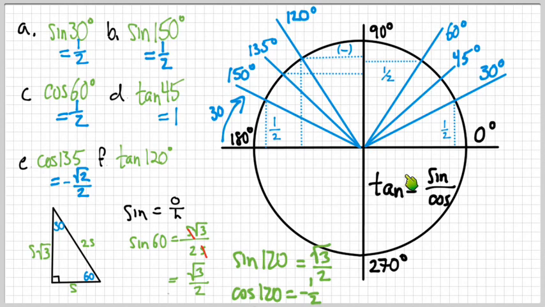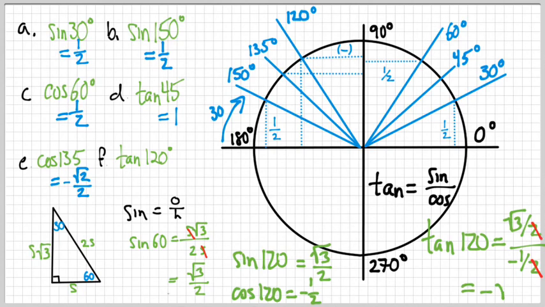Now I'll use this rule, as tangent is sine over cosine, so tangent of 120 is square root of 3 over 2 over negative 1/2. Which is a bit of a funky fraction, but we can cancel the 2s. Nothing really happens with the 1, and the whole thing becomes negative. So the whole thing becomes the negative square root of 3. So tangent of 120 is negative square root of 3.